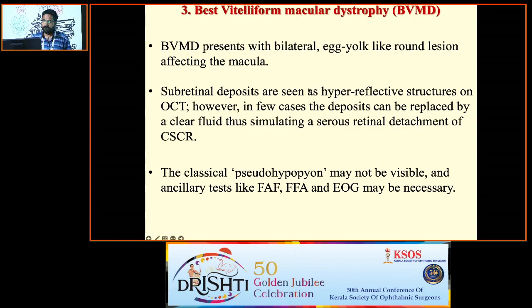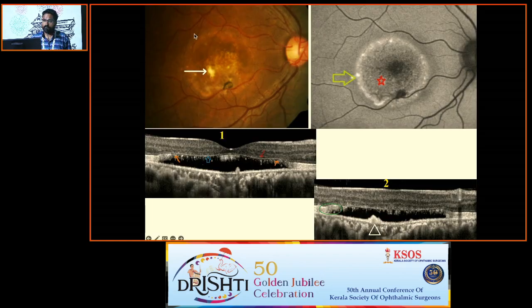It presents as a bilateral yolk-shaped lesion affecting the macula. The classic pseudohypopyon may not be visible in all cases, and ancillary testing may be needed. So this patient had the vitelliruptive stage of Best disease, and a subretinal yellowish-white lesion can be seen in the macula with discrete yellowish lesions scattered around the boundaries. Fundus autofluorescence shows hyperautofluorescent dot-like lesions along the boundaries of the lesions with mixed autofluorescence centrally.